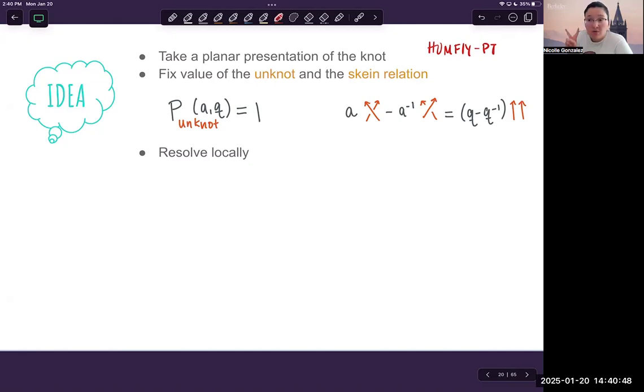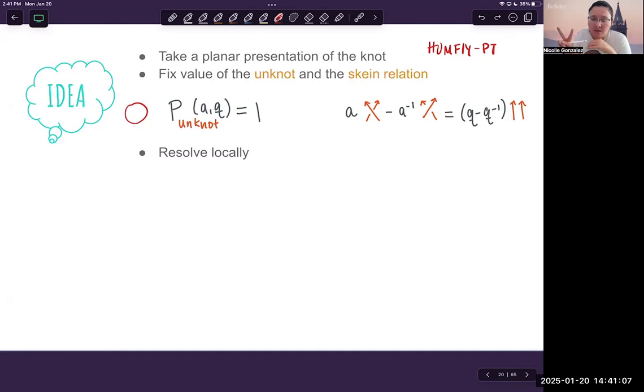And then you have to fix two values. The first value is the value of the unknot. The unknot is literally just the knot with no knots in it, like a rubber band. And this is just a normalization. I'm choosing it to be 1. You can normalize it to be many, many different things.